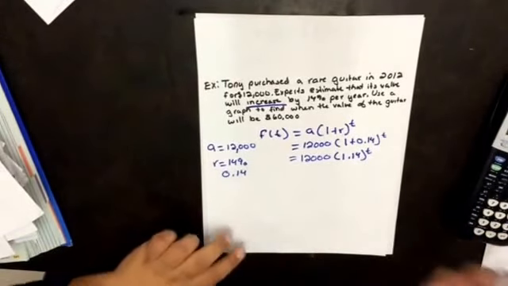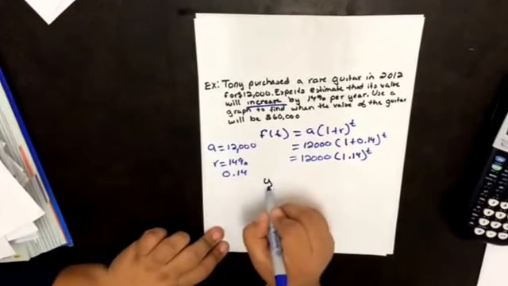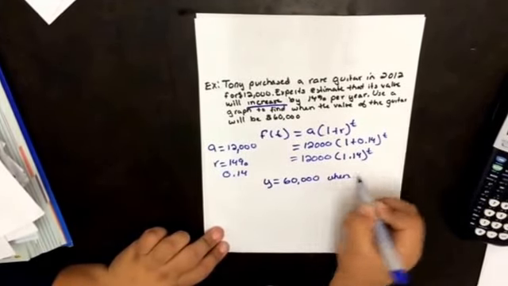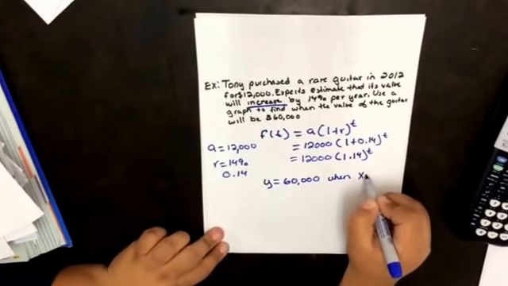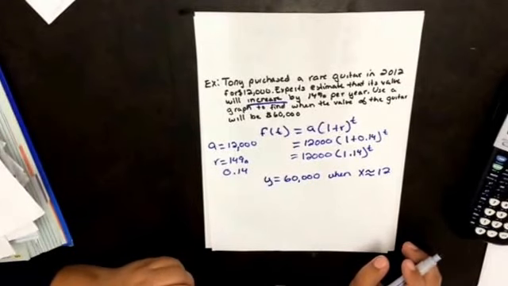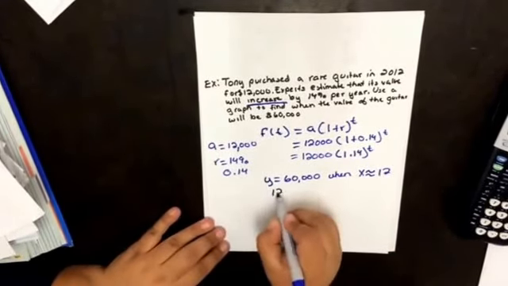So then y equals 60,000 when x is about 12. So we can say that the guitar will be worth 60,000 in about 12 years.